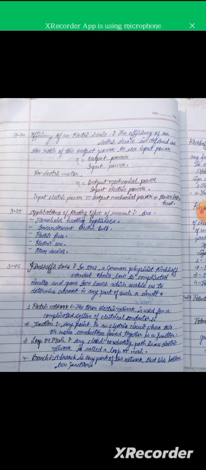Applications. Topic 3.25, applications of heating effect of current are: household heating appliance, incandescent electric bulb, electric fuse, electric arc, other devices.